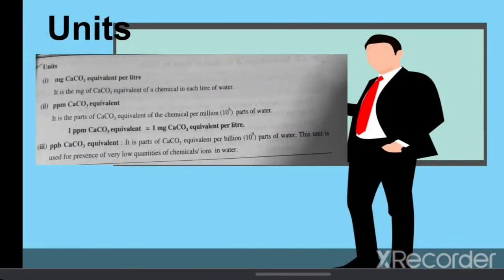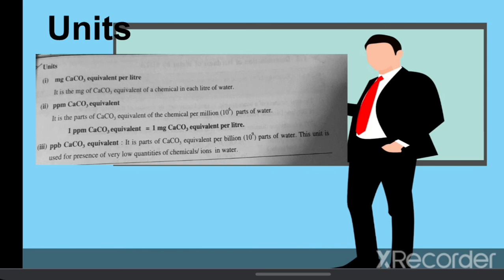Most important for numericals are the units. The first unit is mg CaCO3 equivalent per liter. It is the mg of CaCO3 equivalent of the chemical in each liter of water. Second is ppm CaCO3 equivalent. 1 ppm CaCO3 equivalent is equal to 1 mg CaCO3 equivalent per liter.